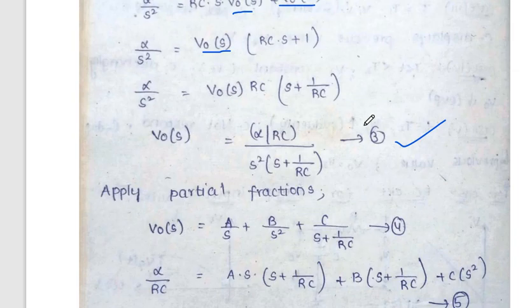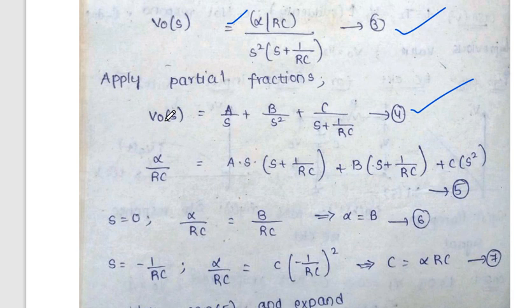Now apply partial fractions to equation number 3. Therefore we get V naught of S is equal to A by S plus B by S square plus C by S plus 1 by RC, that is equation number 4.